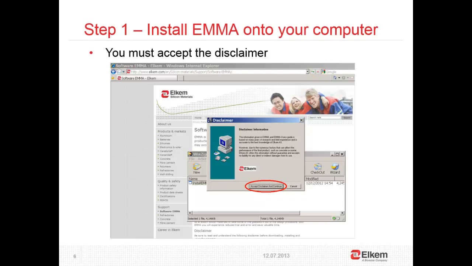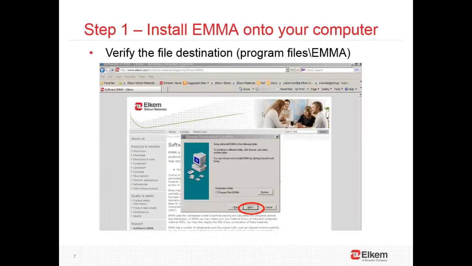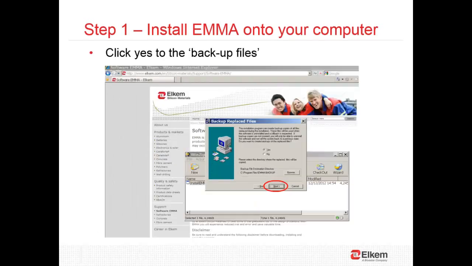You will be asked to accept the disclaimer if you wish to continue loading EMMA onto your computer. The default file destination is C Program Files EMMA. Click Next to continue. Click Yes and then Next to ensure that you maintain the backup files on the EMMA program.